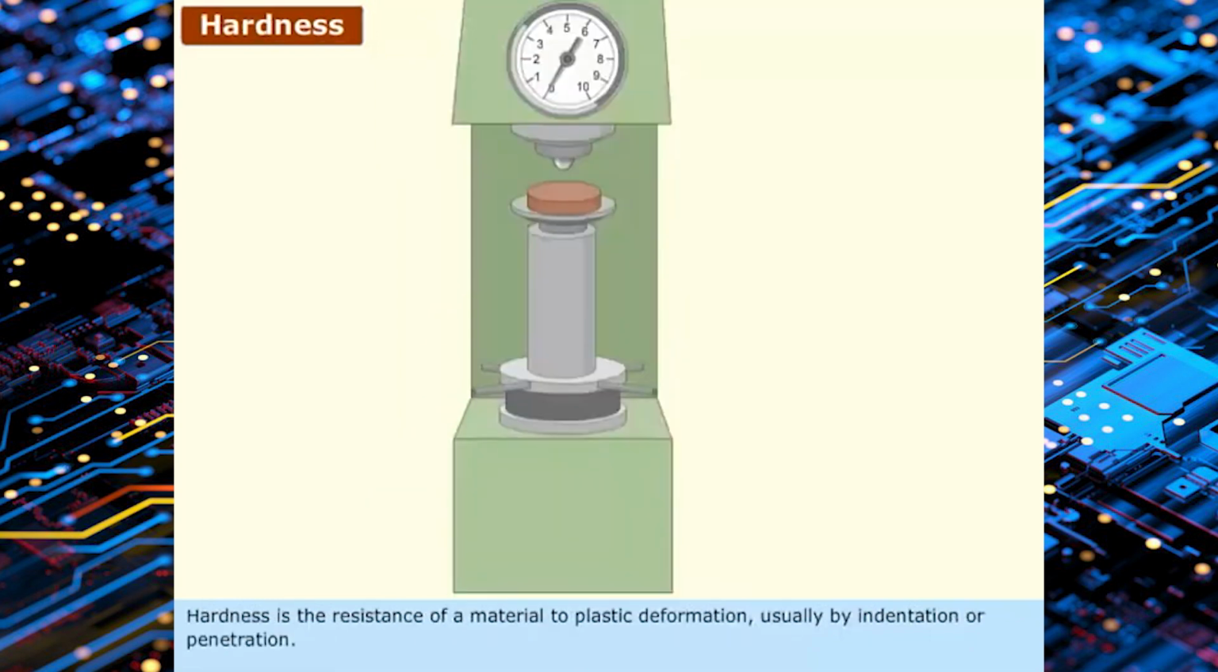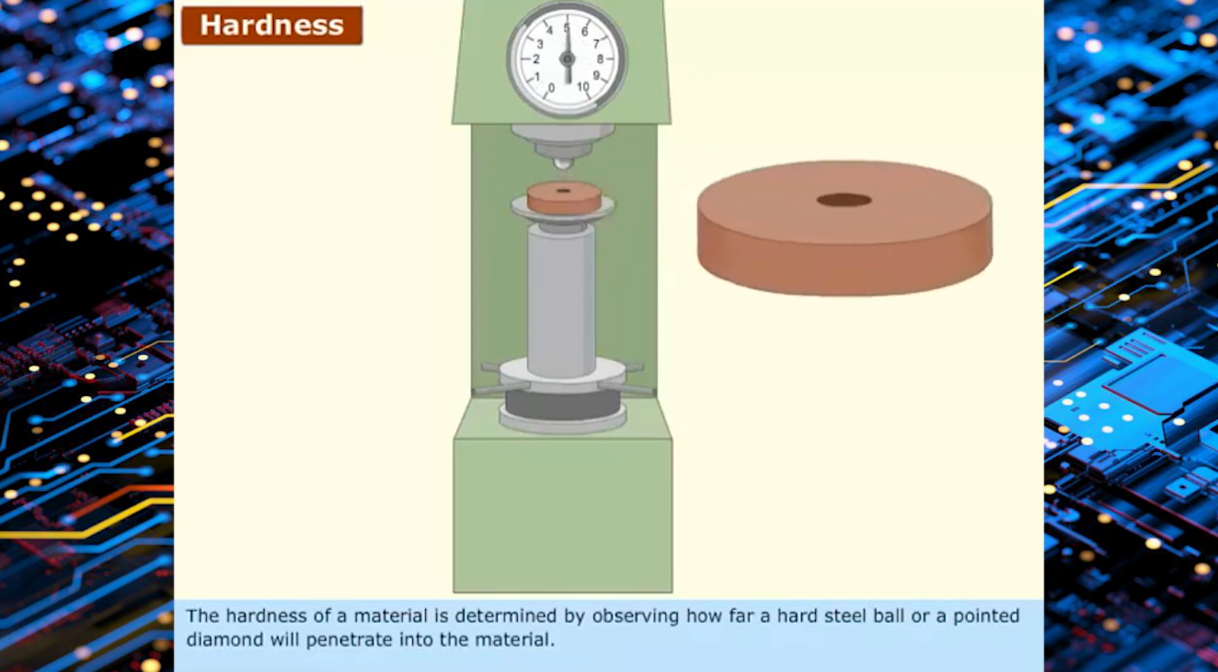Hardness is the resistance of a material to plastic deformation, usually by indentation or penetration. It is a measure of resistance to permanent deformation. The hardness of a material is determined by observing how far a hard steel ball or a pointed diamond will penetrate into the material. Hardness of a metal is increased by alloying, cold working, and precipitation hardening.